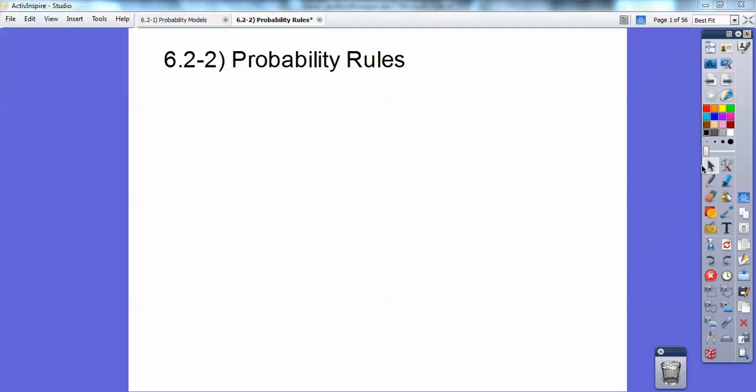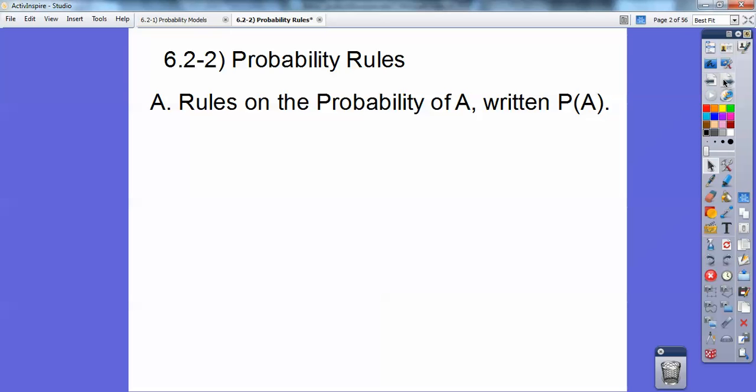Alright, you guys, this one is probability rules. This one directly follows the one probability model, so make sure you watch that one first. Okay, so rules on probability, and I'm going to write it P of A right there. It just means probability of A, okay?